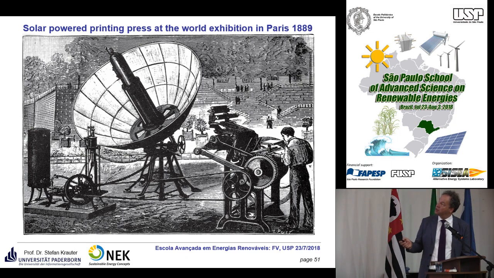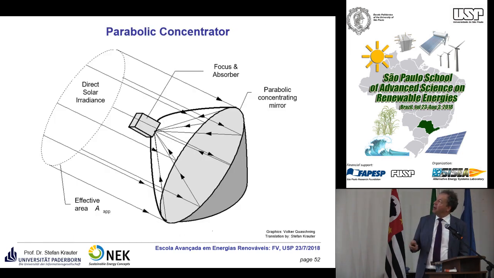So this was first a concentrating system. Then you created vapor, and this vapor was powering a steam engine, and they used this steam engine to power a printing press. So it was quite a complex system already, and it worked quite well at that time. So, talk about concentrators. So you have here a parabolic concentrator.